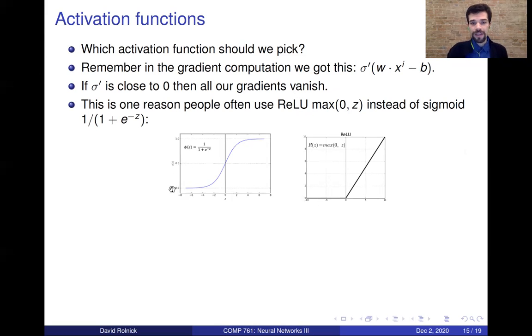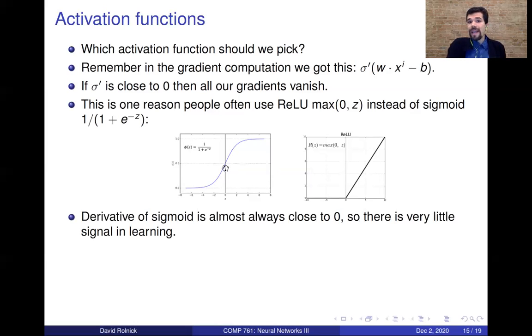So if you look at this function, the derivative is 0-ish. It's very close to 0 if you're over here. So anything greater than like 4, it's close to 0. And anything less than like -4, it's close to 0. So only in the small region is this going to be anything other than basically 0. So if you're trying to learn, you're often going to be in the situation where this thing vanishes. So you don't really like this.